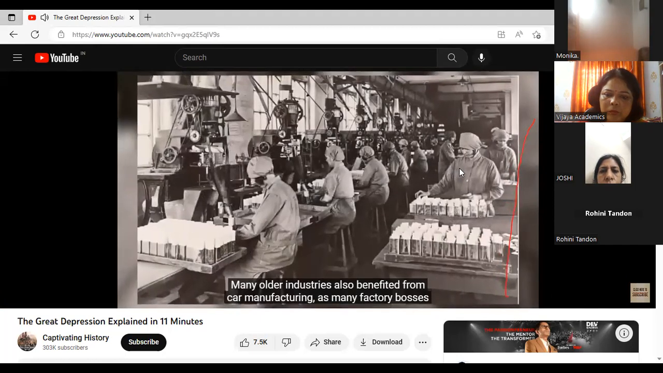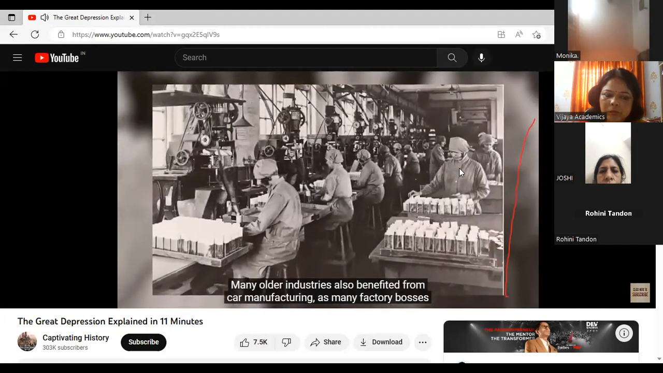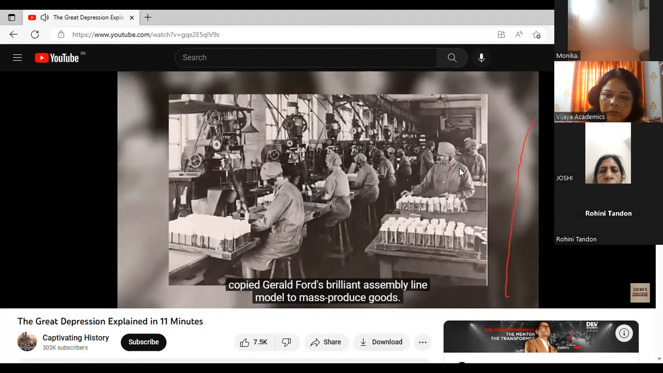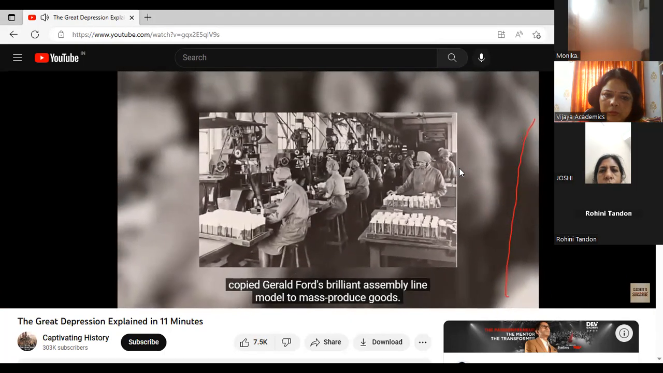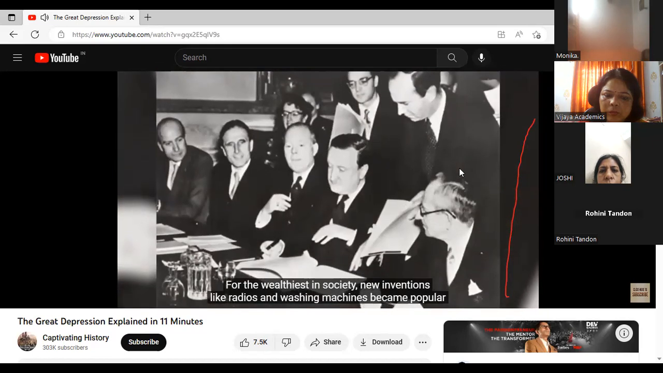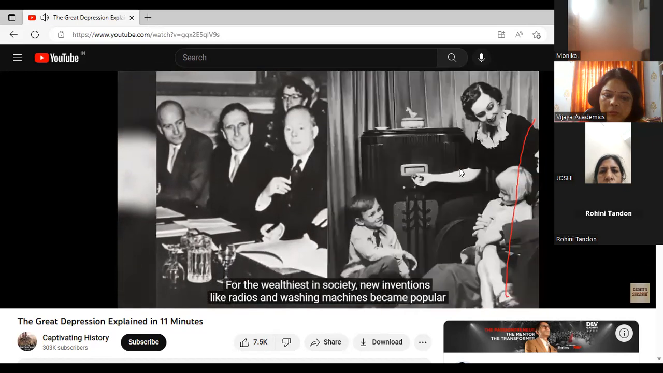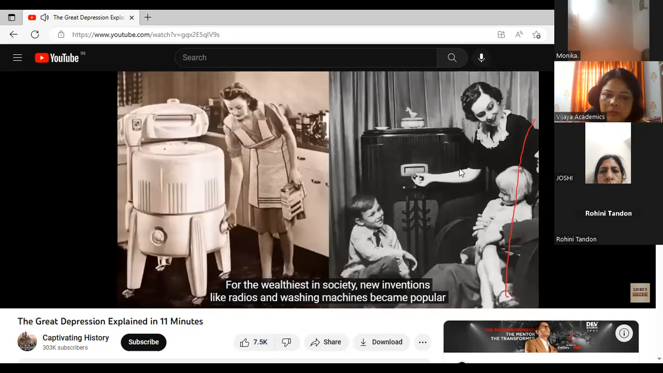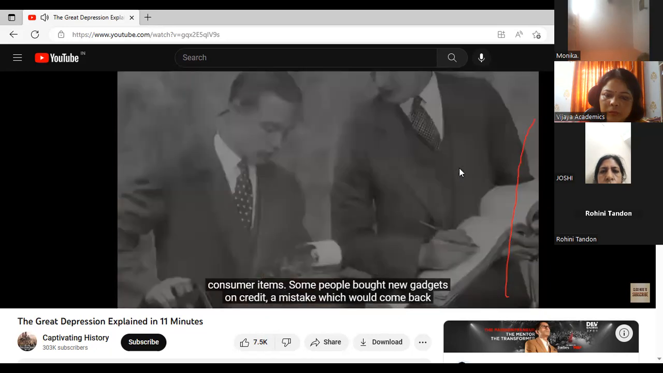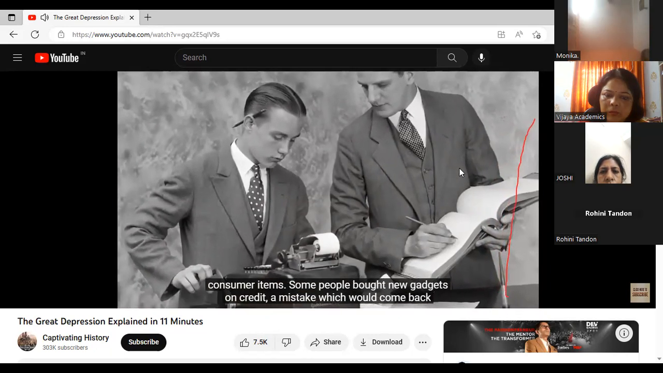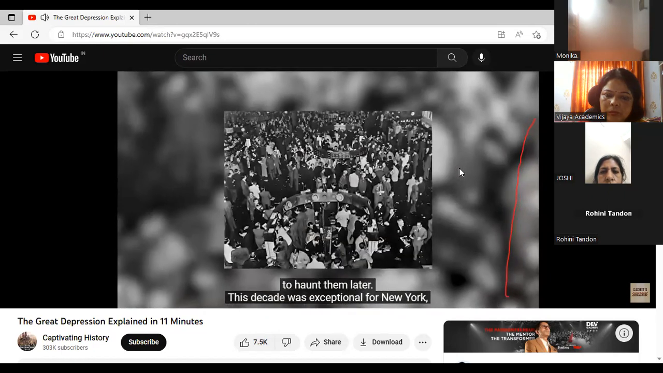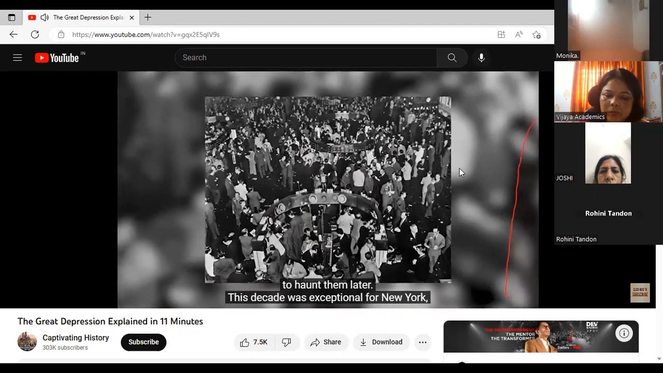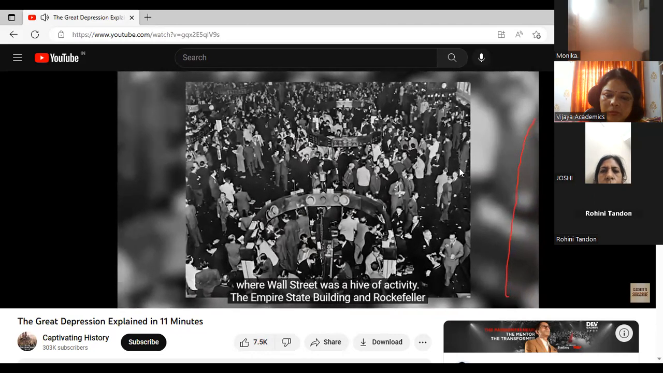Many older industries also benefited from car manufacturing, as many factory bosses copied Henry Ford's brilliant assembly line model to mass-produce goods. For the wealthiest in society, new inventions like radios and washing machines became popular consumer items. Some people bought new gadgets on credit, a mistake which would come back to haunt them later. This decade was exceptional for New York, where Wall Street was a hive of activity.